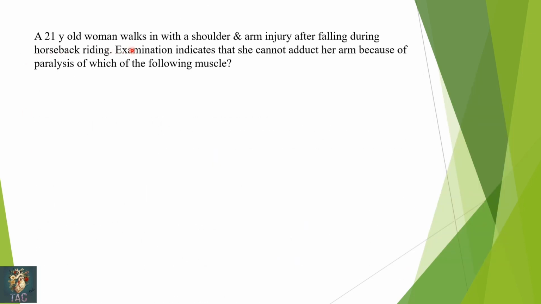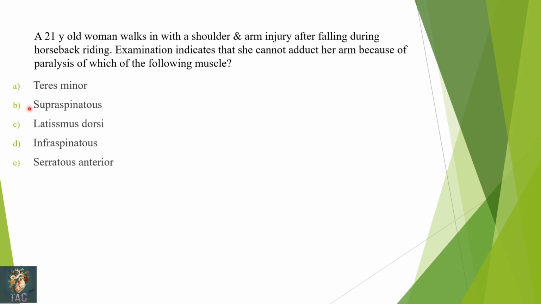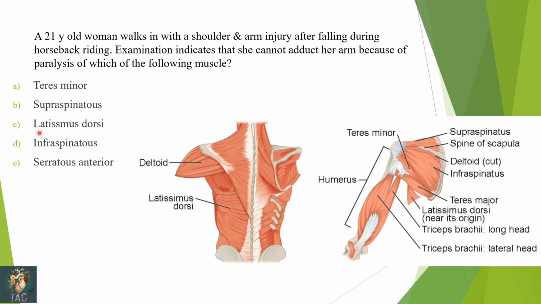A 21-year-old woman walks in with a shoulder and arm injury after falling during horseback riding. Examination indicates that she cannot adduct her arm because of paralysis of which of the following muscles? The teres minor, supraspinatus, latissimus dorsi, infraspinatus, and teres major. So first remember, teres minor, supraspinatus and infraspinatus are the rotator cuff muscles, and serratus anterior helps during respiration. So the option is the latissimus dorsi. The latissimus dorsi is included in the adductors of the arm in addition to the deltoid, the triceps brachii, the coracobrachialis and teres major muscle. So the correct option over here is the latissimus dorsi.